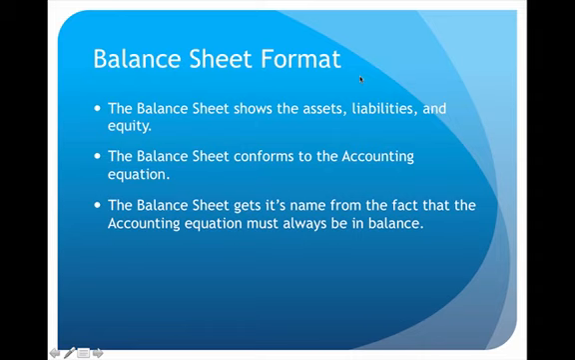Now, in terms of the format, the main things that we're going to show on our balance sheet are the assets, liabilities, and equity. And as a result of that, our balance sheet is going to conform very closely to the accounting equation. In fact, one thing that we all know about the accounting equation is that it must always be in balance. In fact, that's why they call this the balance sheet. It gets its name from the fact that the accounting equation must always be in balance.